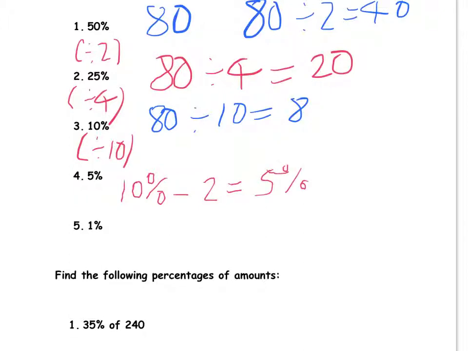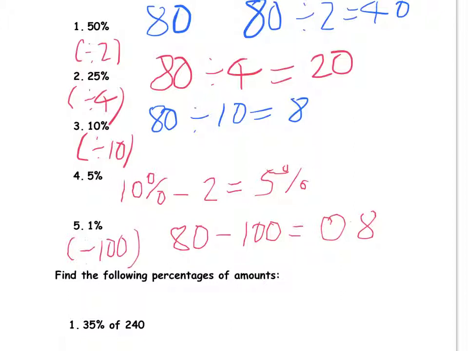1%, well, 1%, you need to divide that 100% you start with into 100 equal bits. So to find 1% of 80, you divide by 100. So 80 divided by 100 is 0.8. So to find 1%, you divide by 100.